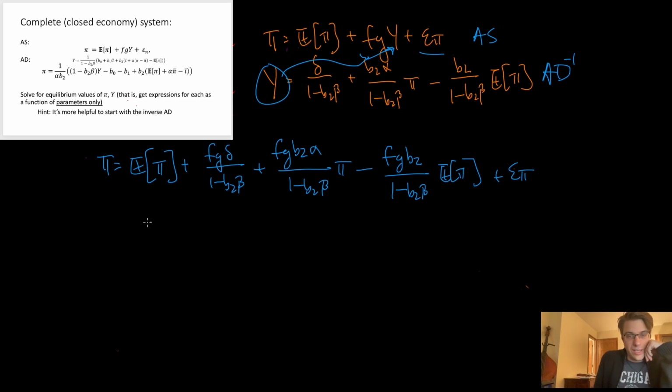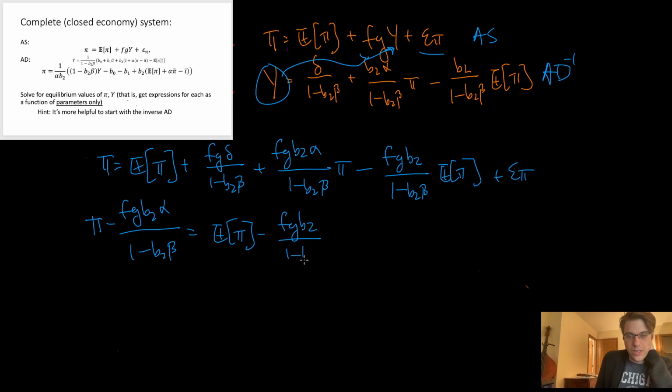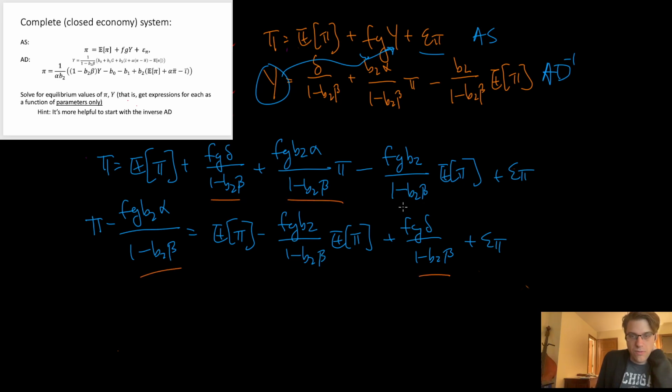Now all that's left is to gather terms. We need to bring the pi's together. So we're going to have pi minus fg b2 alpha over 1 minus b2 beta is equal to, and then we also can gather expectation pi's. So we have an expectation of pi minus fg b2 over 1 minus b2 beta, expectation of pi. And then what's left, we have the constant term fg delta over 1 minus b2 beta, and we have the shock plus expected epsilon pi. Let's make sure I have everything. I have the constant term here, the constant term here. Pi went over that way. I have 1, 2 expectations, 1, 2, and I have u and u. Okay, perfect.